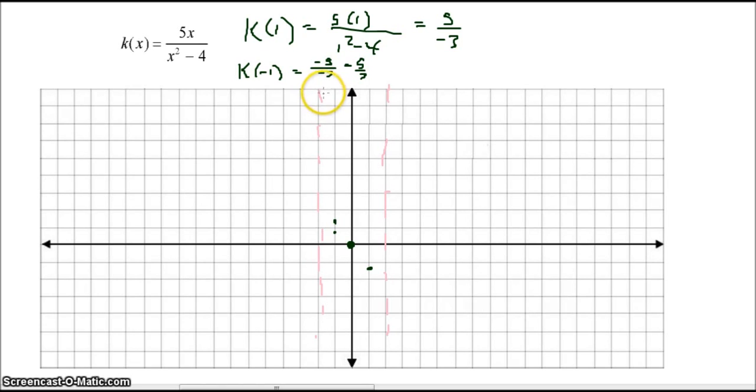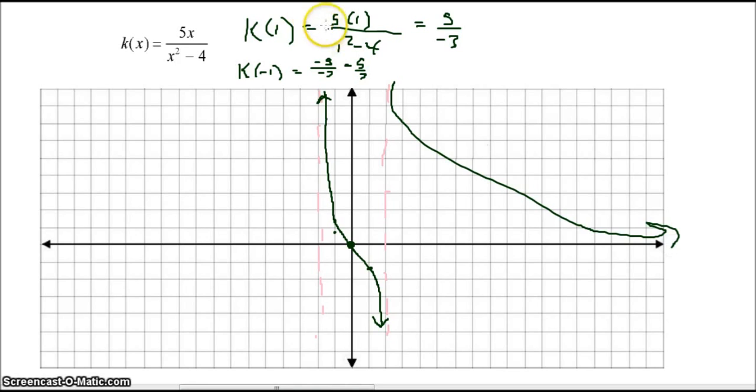This is enough information for me to be pretty sure the graph will look like this. Okay, so now we can plot some other points above 2 and below negative 2, and you'll find the graph looks something like this. That's not very good.